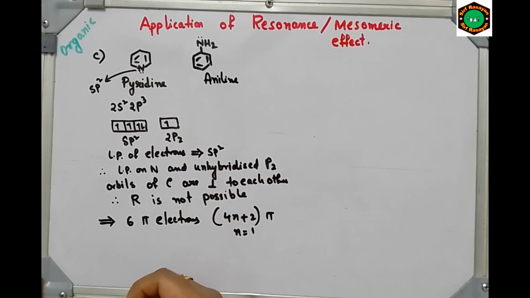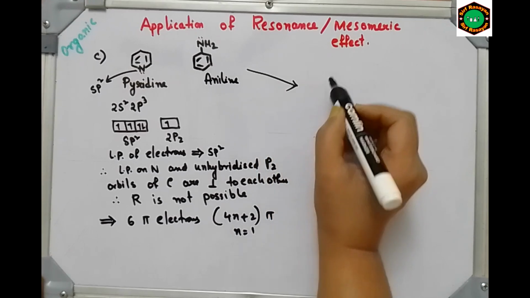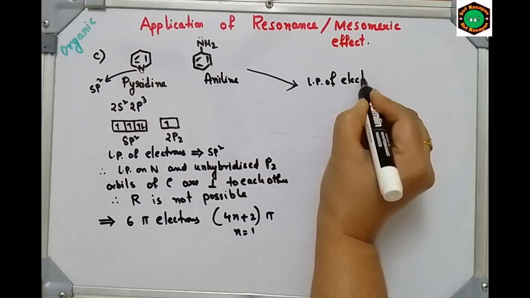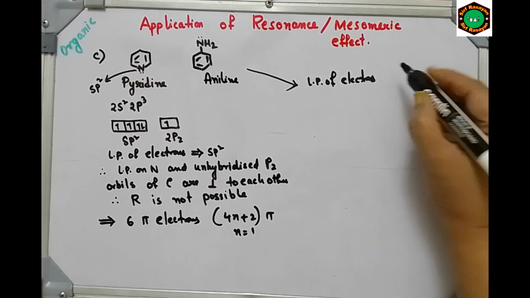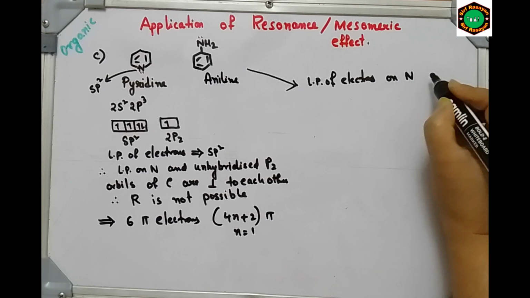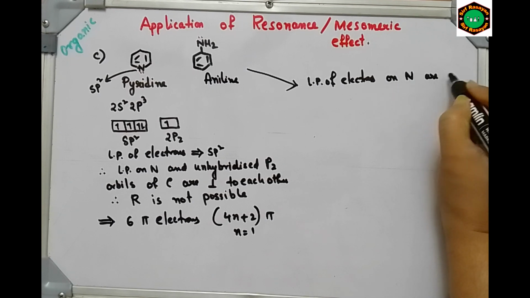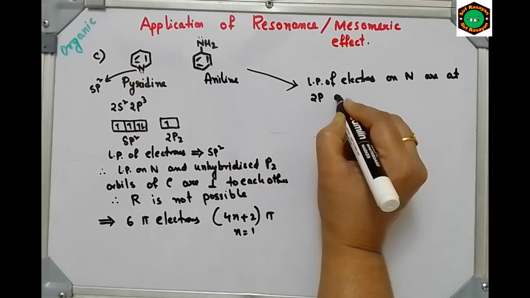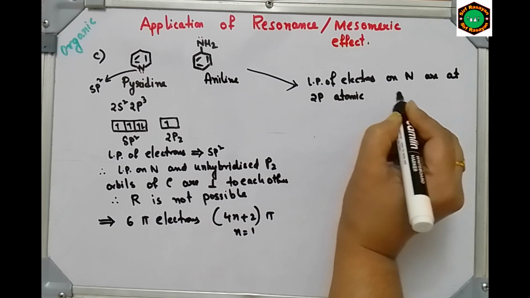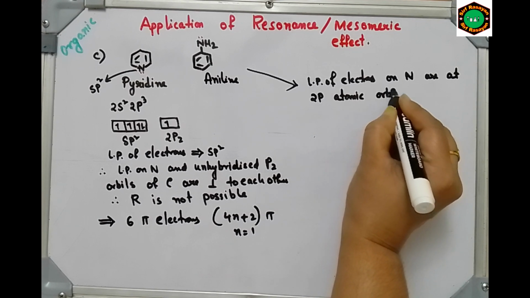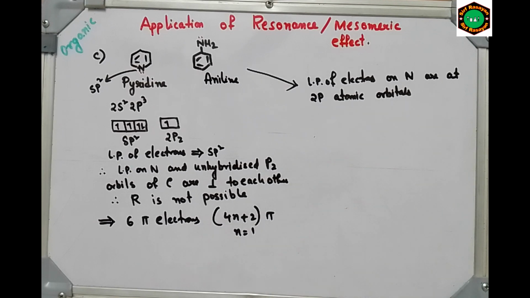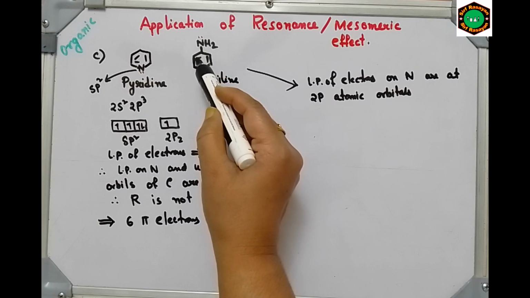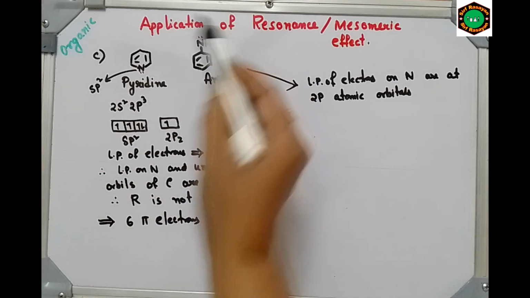Why is the nitrogen lone pair involved in resonance? Because the lone pair of electrons on nitrogen is in a 2p atomic orbital. So this lone pair of electrons is partially involved in resonance and partially available for donation.